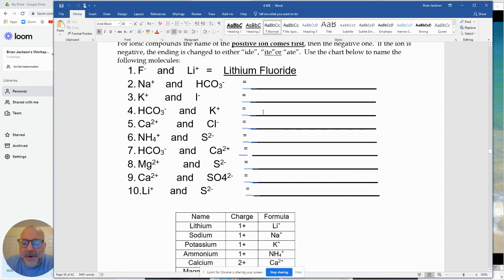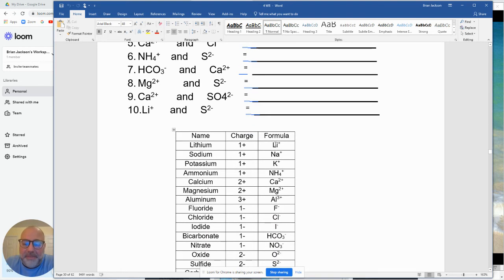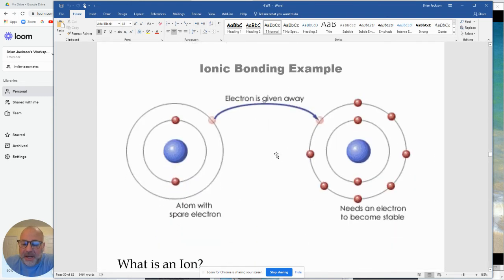And so that's all you need to do, go through each one of them. Find the positive element, write that first. Each one of those that are positive, if it's more than one element, you just write out both of them and everything. That's no big deal. And then you just look up what the negative thing is down below, the other option for it. Okay, that's page 30 right there.